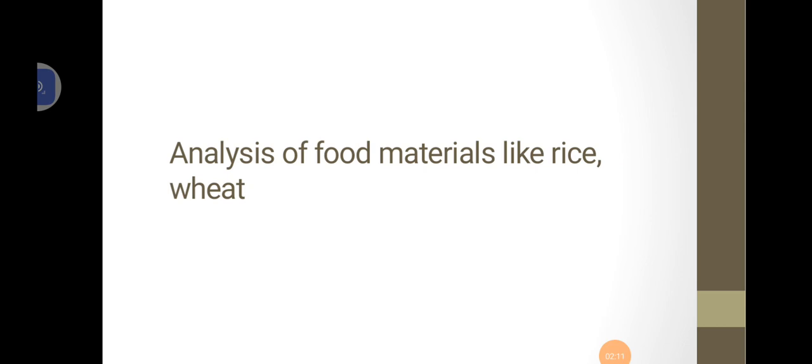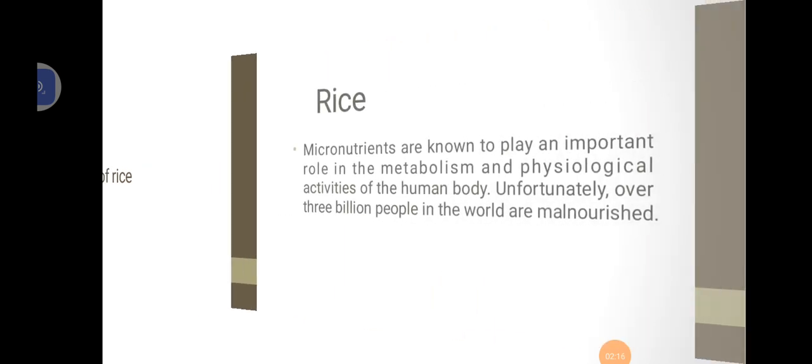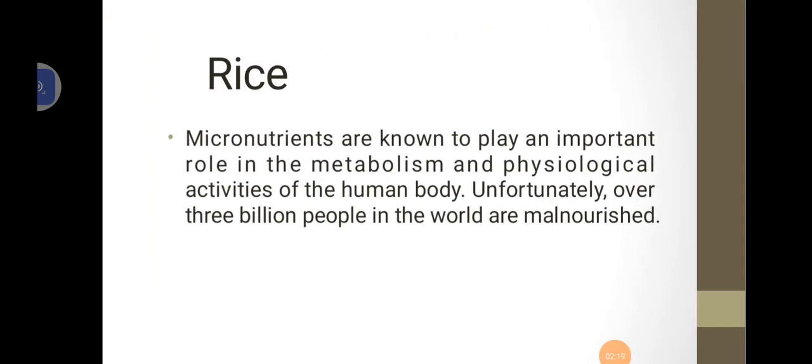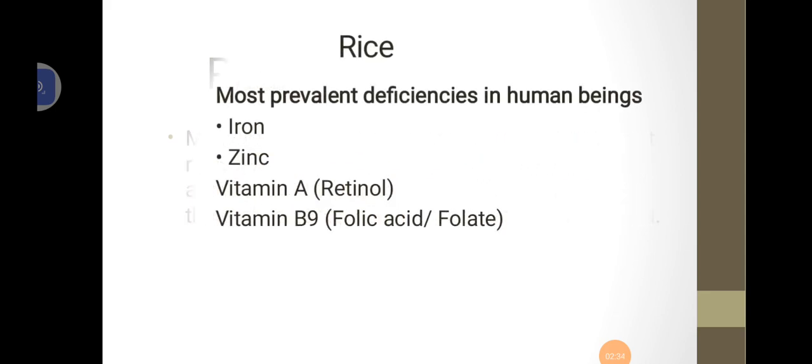Analysis of food material like rice and wheat. Analysis of rice. Micronutrients are known to play an important role in the metabolism and the physiological activities of the human body. Unfortunately, over 3 million people in the world are malnourished. The most prevalent deficiencies in human beings are iron, zinc, vitamin A (retinol), and vitamin B9 (folic acid, folate).